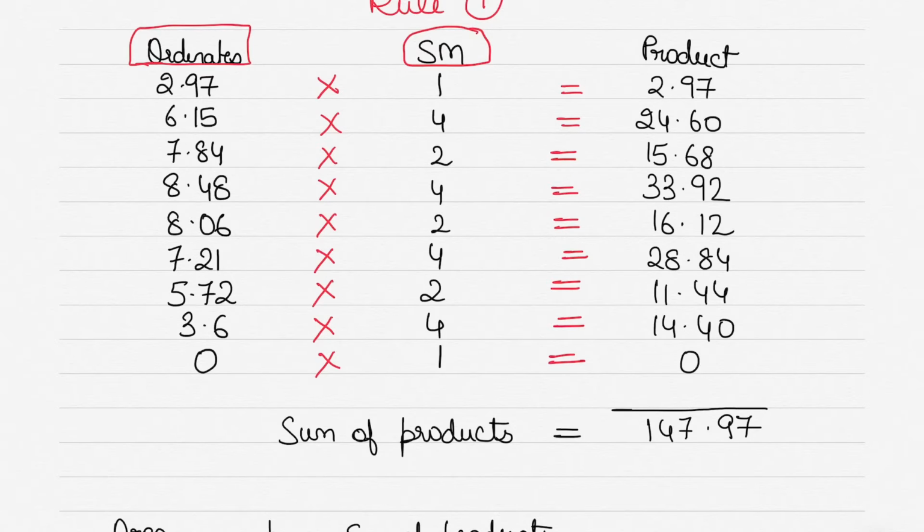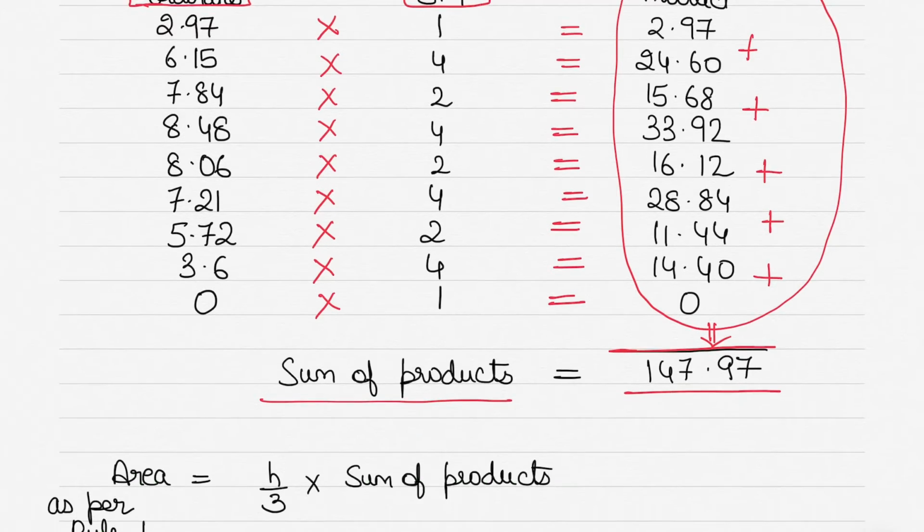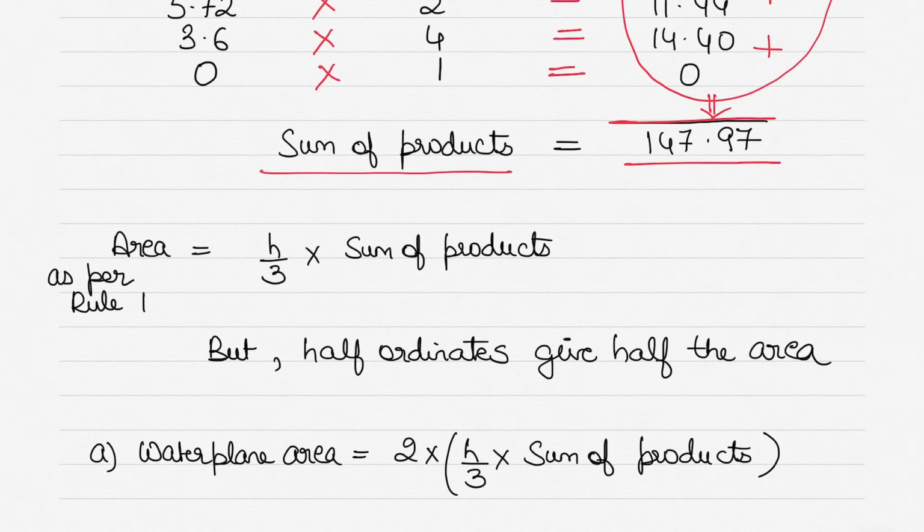Alright, so now that you have got the products, you have to add these products together. Take all the values and add them together, and you will get a sum of the products, which will be equal to 147.97. So take all these values, add them up, and this is what you will get, 147.97. Naturally, now that you're following the question and the solution with me, make sure that you do it yourself as well, so that you know how I am getting these values and not just relying on what I am saying.